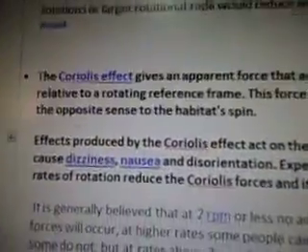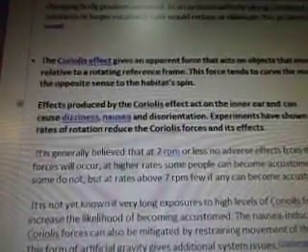So the next thing we're going to talk about is the Coriolis effect. It gives an apparent force that acts on objects that move relative to a rotating reference frame. This force tends to curve the motion in the opposite sense to the habitat's spin. Effects produced by the Coriolis effect act on the inner ear and can cause dizziness, nausea, and disorientation. Experiments have shown that slower rates of rotation reduce the Coriolis forces and its effects.